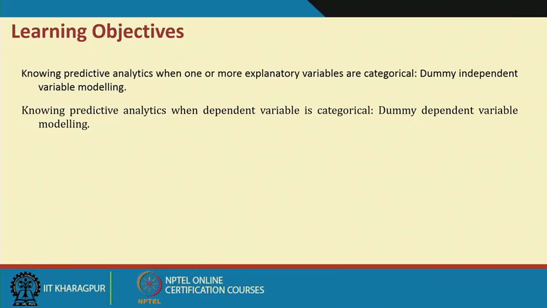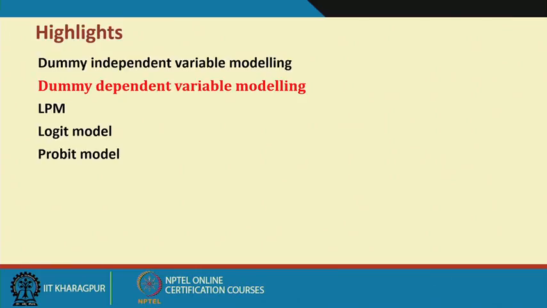So, to know the details of these structures, let me start the discussion today. In dummy dependent modeling we focus on three models which we frequently use: the linear probability model, the logit model and the probit model. All are more or less the same, but there is a structure we have to understand and connect as per the problem requirement.